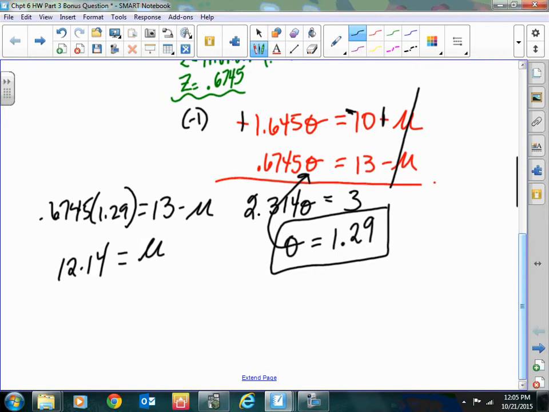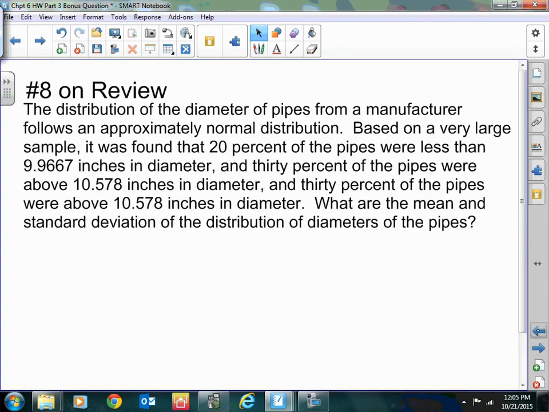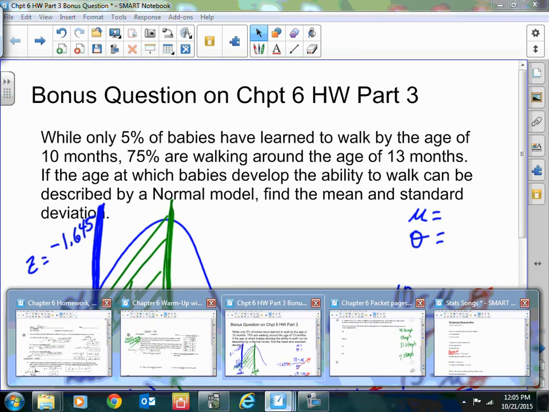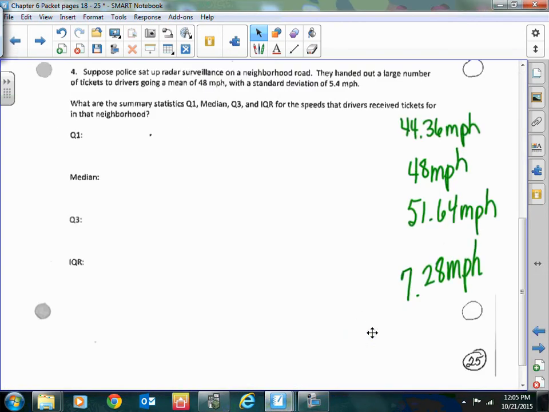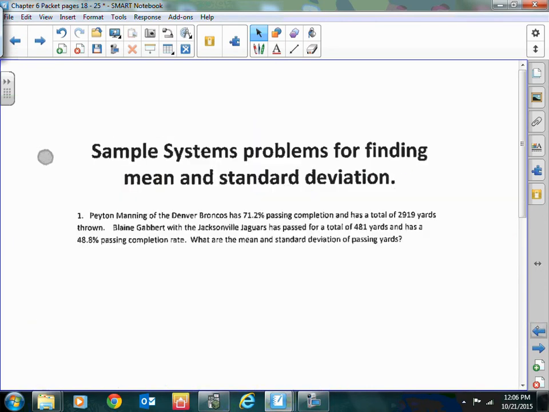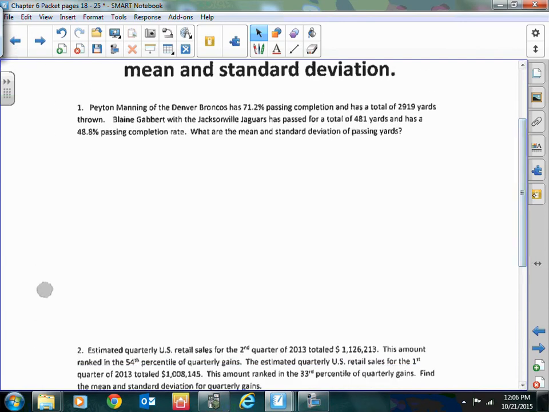Alright, so you then are going to do page 23 in your packet that has two sample systems. It's got the one about Peyton Manning, and then something about quarterly retail sales. Okay, so you're going to work on those two problems to make sure you've got this systems stuff down. Alright, so you're going with that.